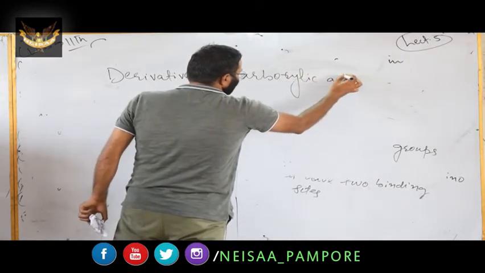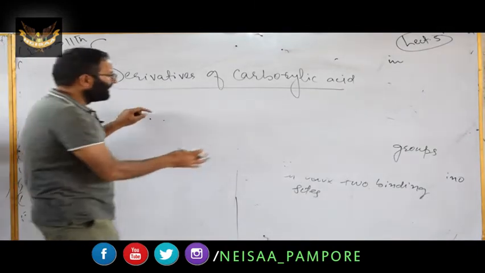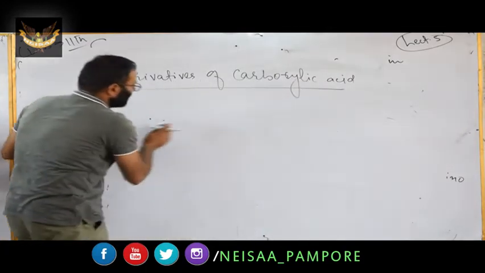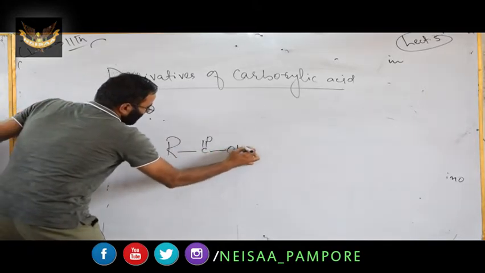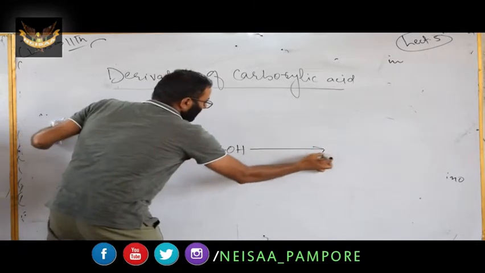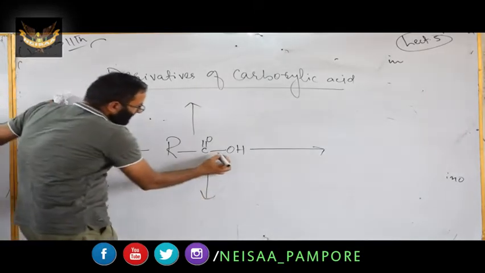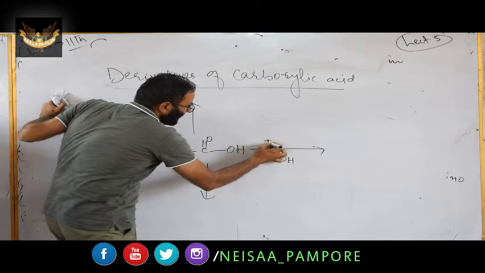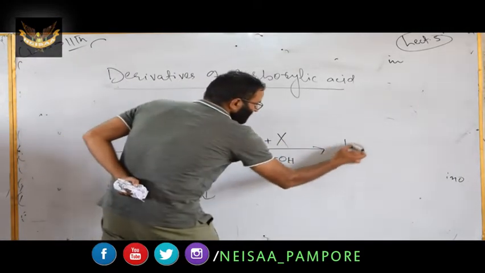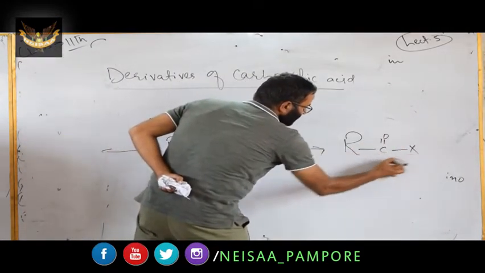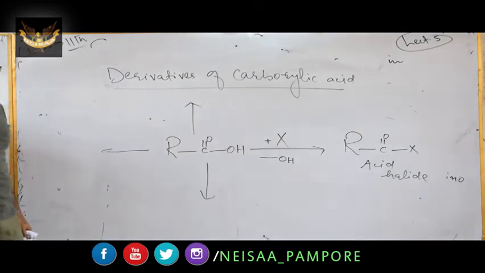Carboxylic acids have 4 derivatives. We can derive 4 classes of compounds from carboxylic acids. You have to mention at the bottom of the table that this is the carboxylic acid, and mention 4 arrows this way. Dear students, if you replace OH by X, where X means halogen, chloro, bromo, iodo, it becomes C double bond O X. This derivative is known as acid halide.